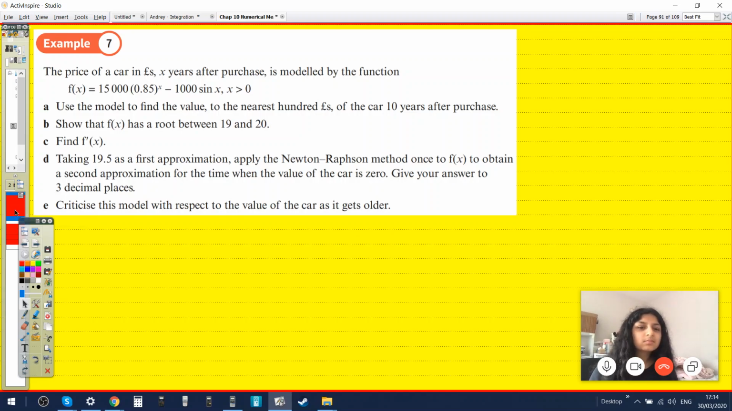Okay, let's try this one. It's like logs or something. This is applying Newton-Raphson to the real world. My least favorite of all worlds.